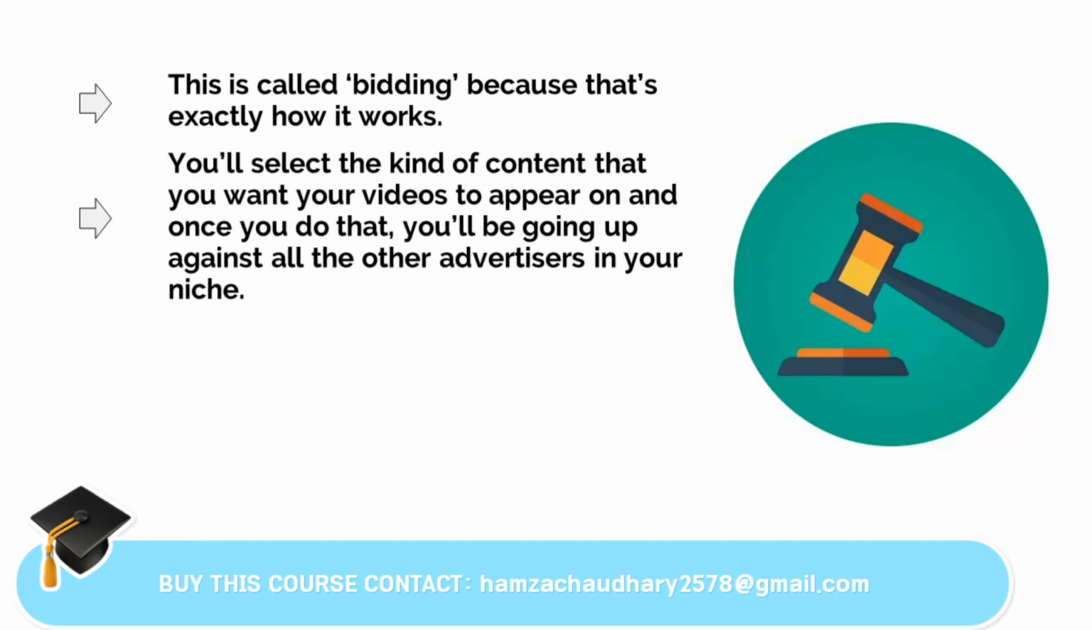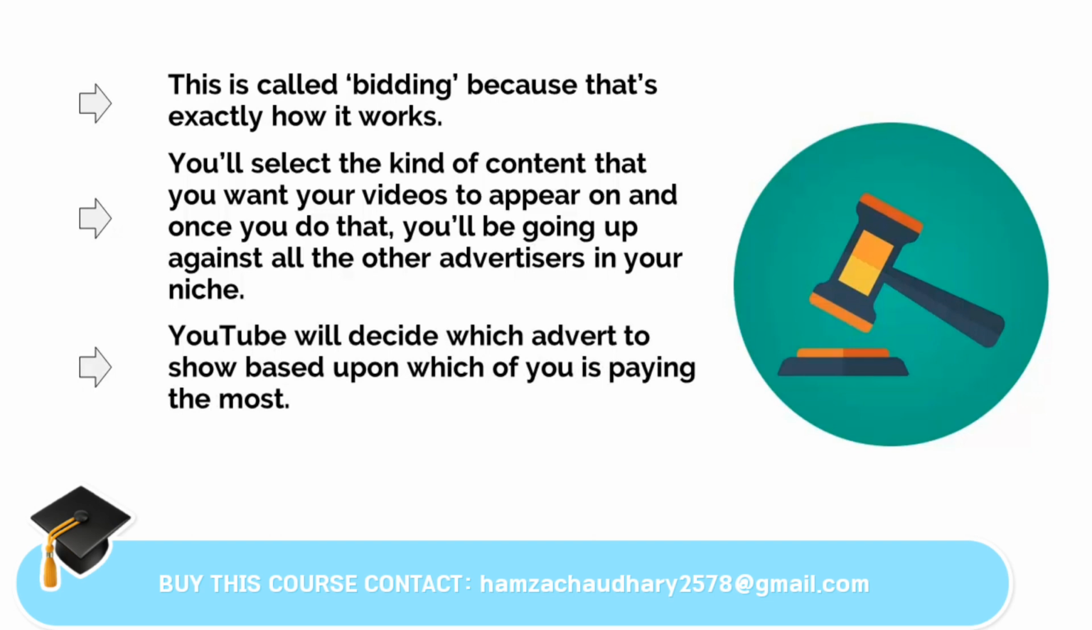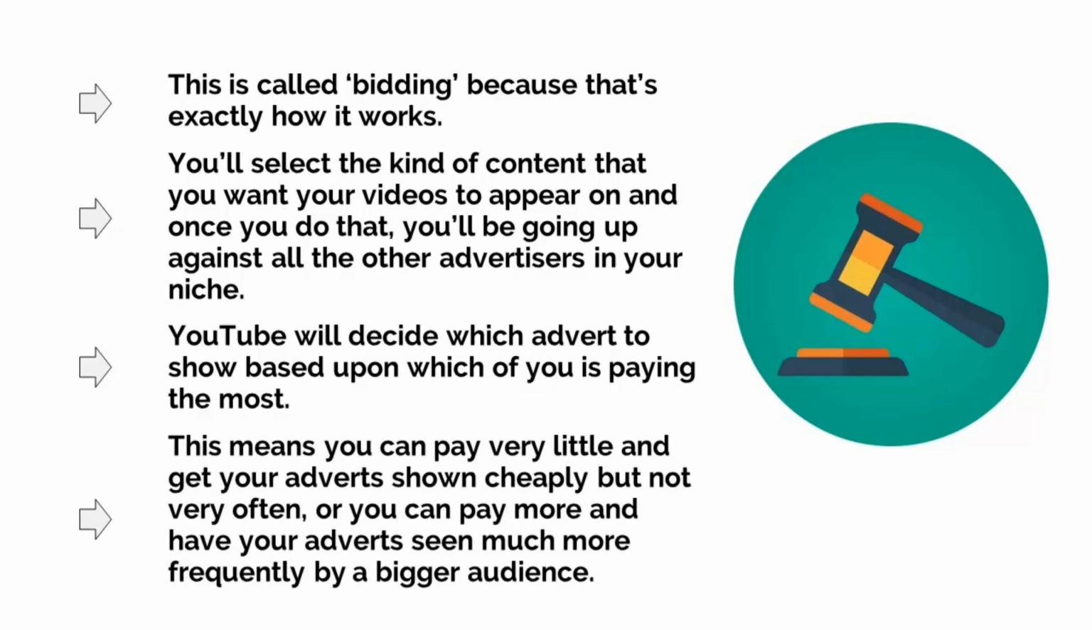You'll select the kind of content that you want your videos to appear on, and once you do that, you'll be going up against all the other advertisers in your niche. YouTube will decide which advert to show based upon which of you is paying the most. So this means that you can pay very little and get your adverts shown cheaply, but not very often, or you can pay more and have your adverts seen much more frequently by a bigger audience. Of course, the amount that you're able to pay is likely to be dictated closely by the amount that you stand to earn from each video and how effective your campaign is at driving sales and profits.